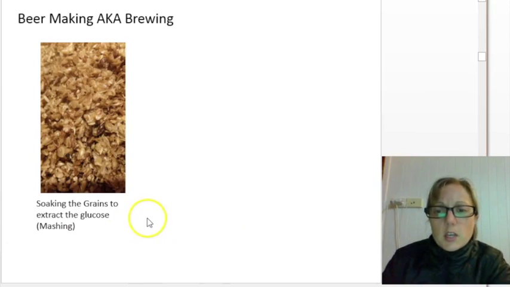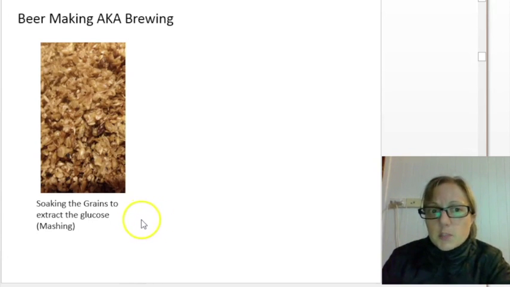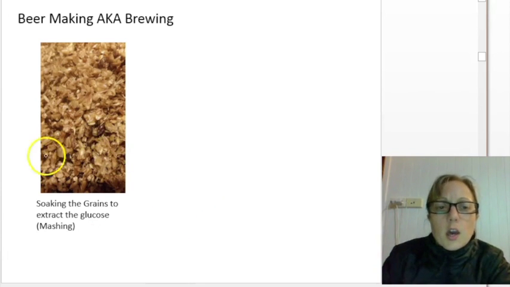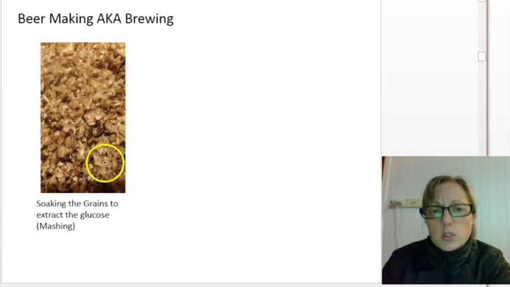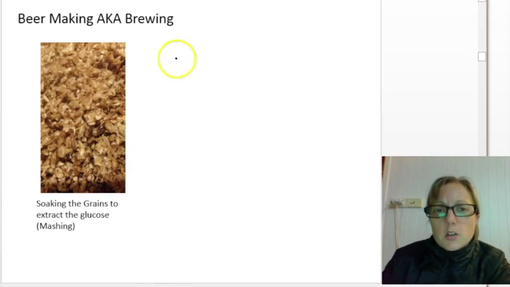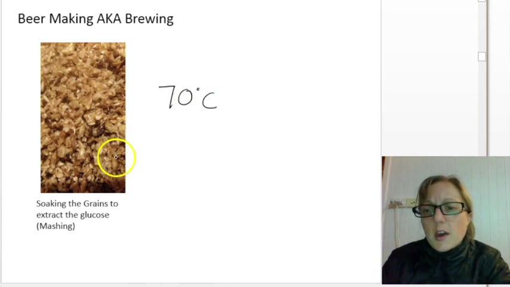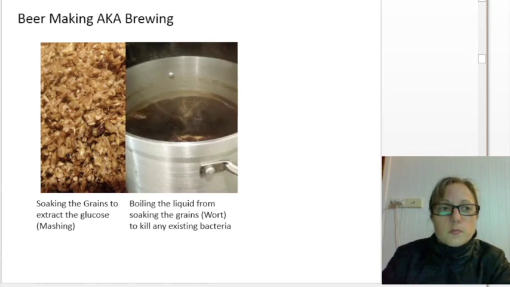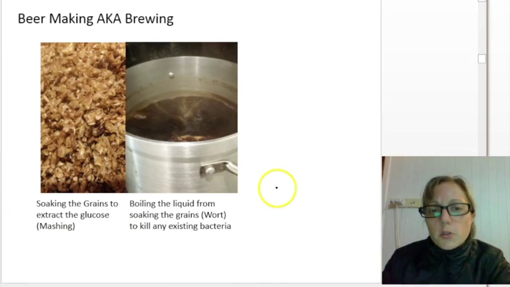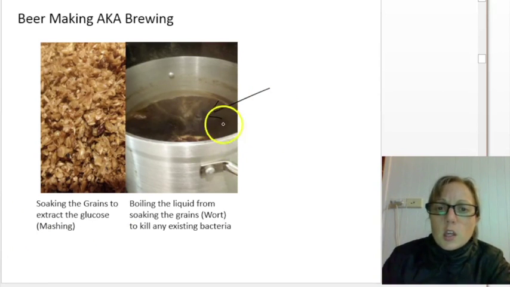Alright, so the first stage of the brew, we need to get our glucose out. This is some grains that have been mashed, and what that basically means is that we soak these grains at an appropriate temperature, and I believe this one was 70 degrees Celsius. In soaking it at that temperature, we're able to pull the sugars out of the grains and have them into a liquid form.